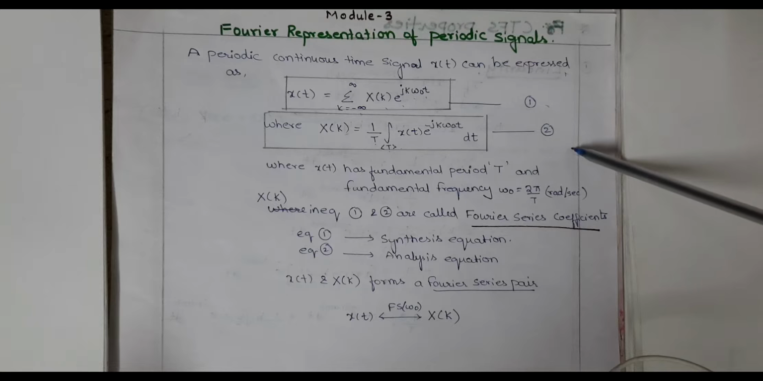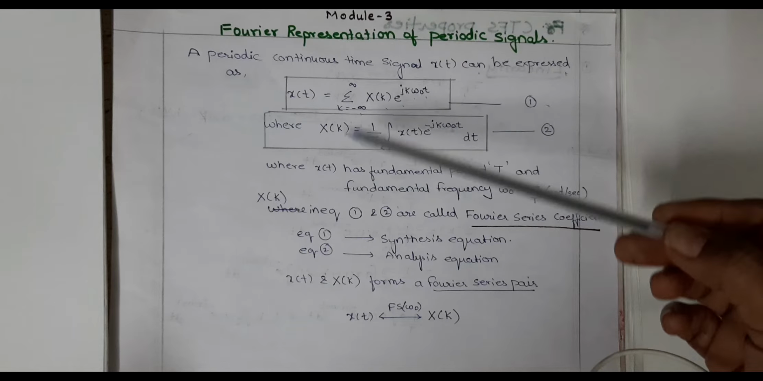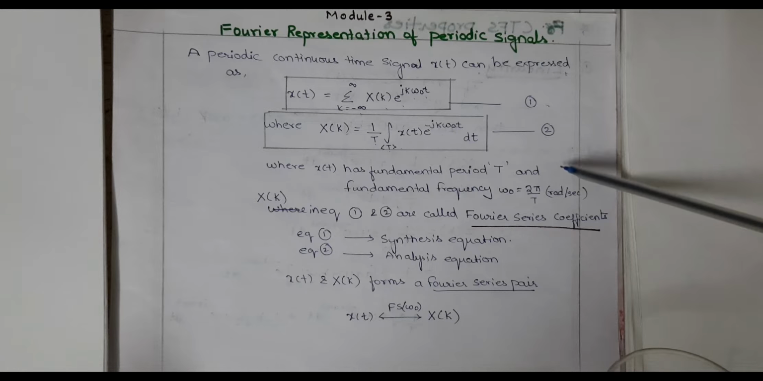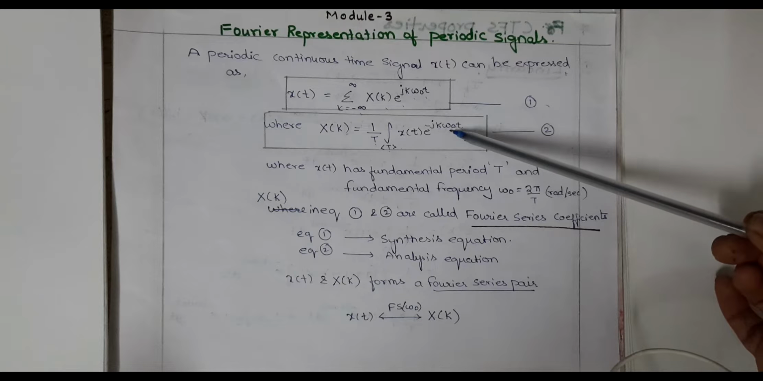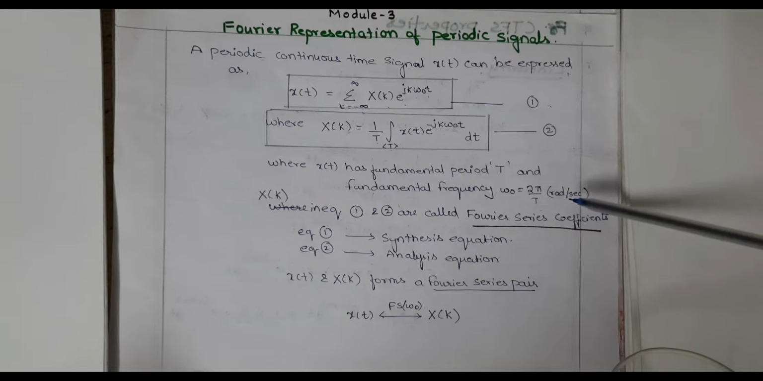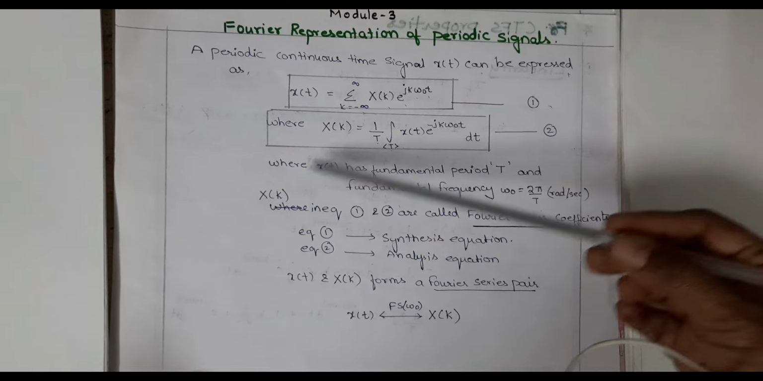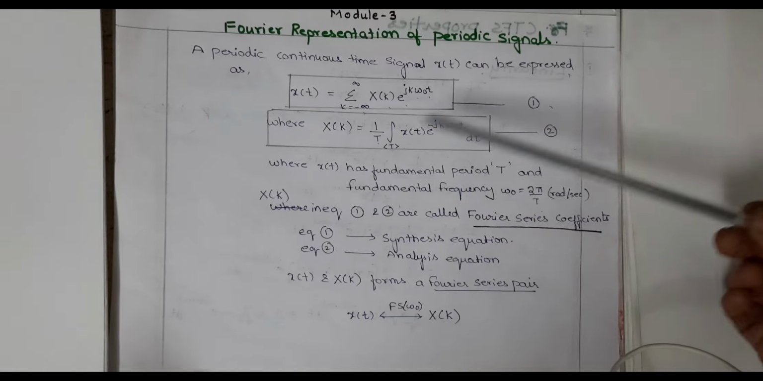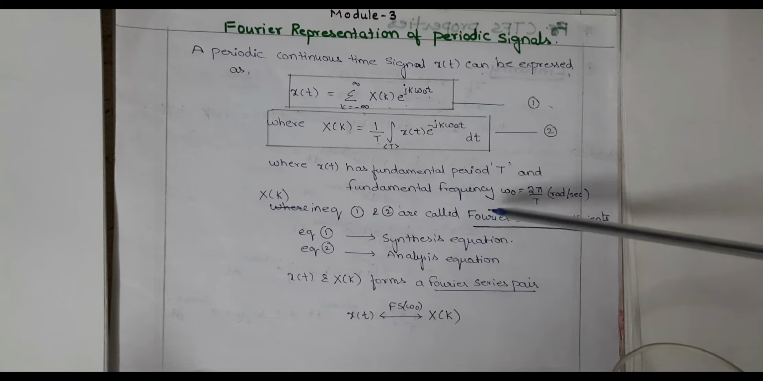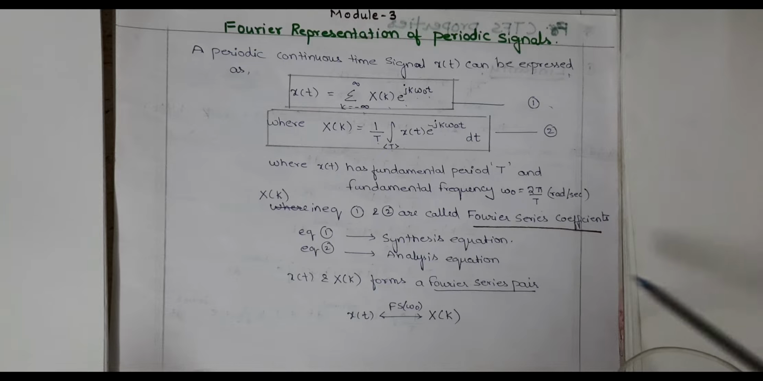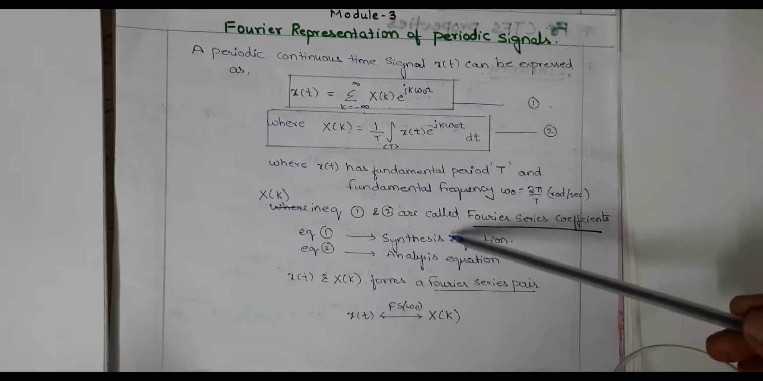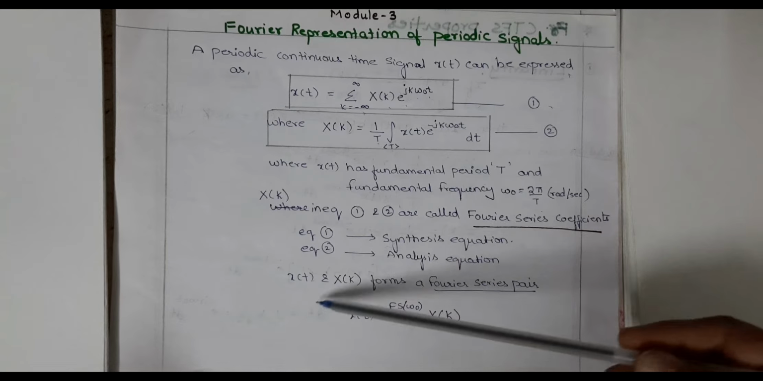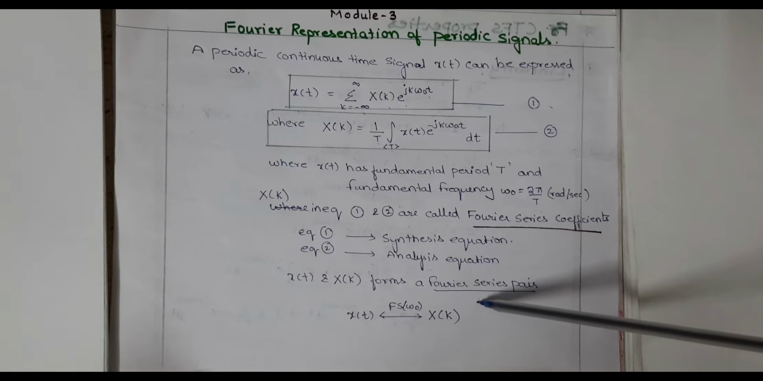Let us take this as equation 2, where in these two equations x(t) has the fundamental period T, which we have taken, and the fundamental frequency omega naught, which is given by 2 pi by T. The X[k] in equation 1 and 2, these two together are called Fourier series coefficients. Here equation 1 is called the synthesis equation and equation 2 is the analysis equation, and x(t) and X[k] form the Fourier series pair.